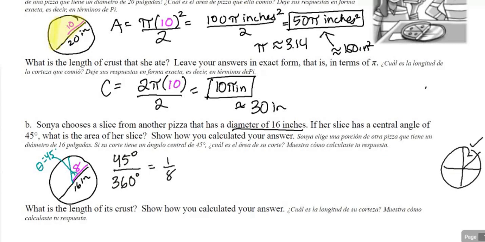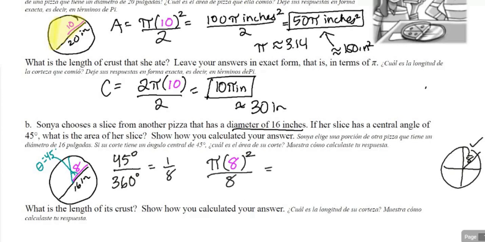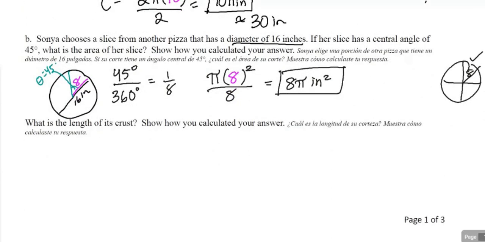Okay, 1/8. So, if the area of the whole circle is pi times r squared, this is 8 squared, then I would take that total, and I only want an eighth of the circle, so I'm going to divide by 8. See, 8 squared divided by 8 is just 8, so that's 8 pi inches squared. So Sonia ate 8 pi inches squared, and it's about 24 square inches.